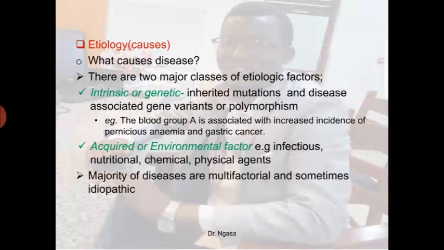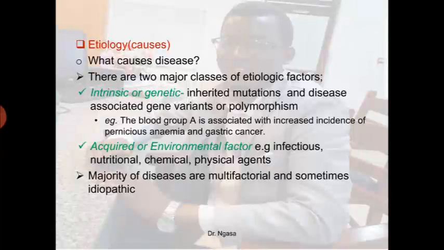So starting with the first aspect, which is etiology or causes. In pathology we try to think about what causes a disease. What causes diseases? There are 2 major classes of etiological factors, 2 major groups of causative agents of diseases. These groups are classified into intrinsic or genetic factors, and another group, acquired or environmental factors.